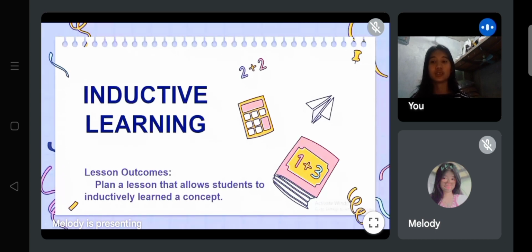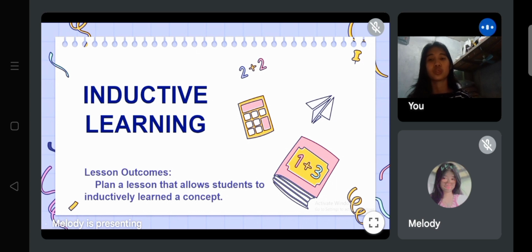So, the lesson outcome for this lesson is to plan a lesson that allows the student to inductively learn a concept. Did you know that in our contemporary society, teachers are discouraged from spoon-feeding information? Instead, teachers are to provide opportunities for students to discover on their own. One way of doing this is through inductive learning. In inductive learning or discovery learning, the student will learn effectively by being provided with examples.